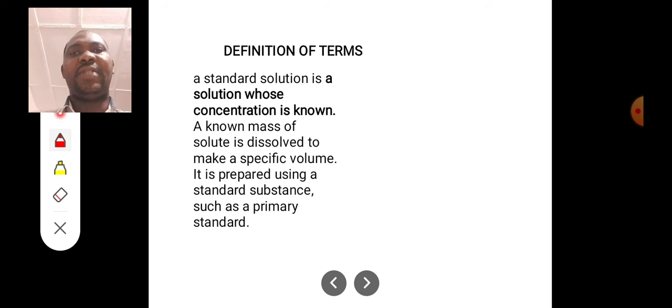So that leads us to standard solution. What is a standard solution? The standard solution is a solution whose concentration is known. So when you are about to titrate, maybe acid or base, sometimes the concentration of the acid is known, sometimes the concentration of the base is known. That is called a standard solution. A known mass of solute is dissolved to make a specific volume. It is prepared using a standard substance, such as a primary standard. So that means the substance we use to produce a standard solution is what we call a primary standard.